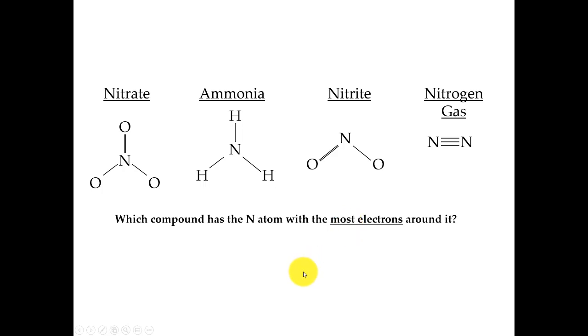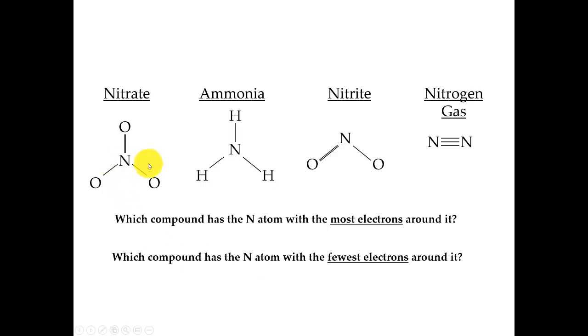On the flip side, it'll help to think about which of these compounds has the nitrogen atom with the fewest electrons around it. If it does not have a lot of electrons, then it really wants to attract some. So if you know which one has the fewest electrons around it, that tells you which one is the best electron acceptor. Another way of thinking about this is that if it has a lot of electrons around it, then it's relatively negative in charge. And if it has the fewest electrons around it, then it has the most positive charge out of all of these things.